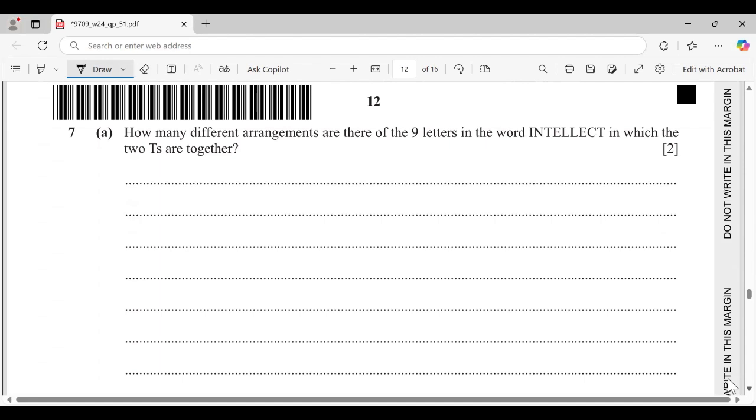7. How many different arrangements are there of the 9 letters in the word intellect in which the two T's are together? It means double T. Okay, letters in intellect consist of T 2, and L as well 2, and E also 2. So N, I and C appear once. Now we treat that TT as a single unit. So I will have to write in the grouping.